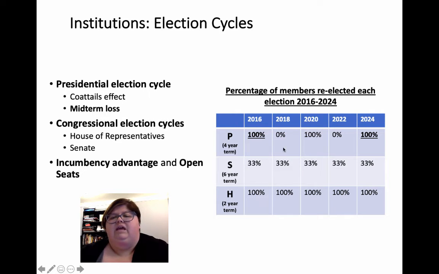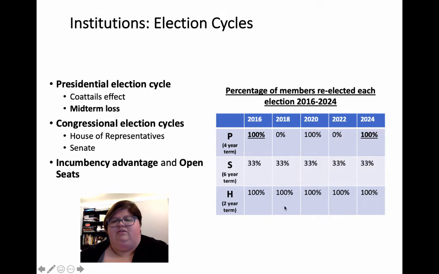In 2018, we don't have a president on the ballot. However, these elections are often looked at as a referendum on the president. If you don't like what the president's doing, the president's party is probably going to lose. And that, in fact, did happen really, really significantly in the House, not as much in the Senate for President Trump in 2018. Now, in 2020, we have another presidential election cycle.